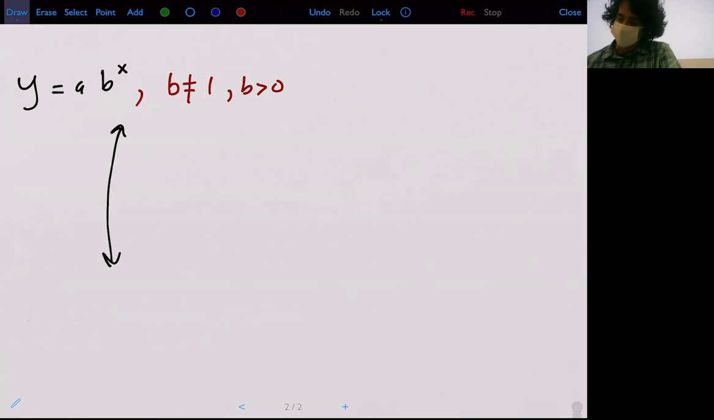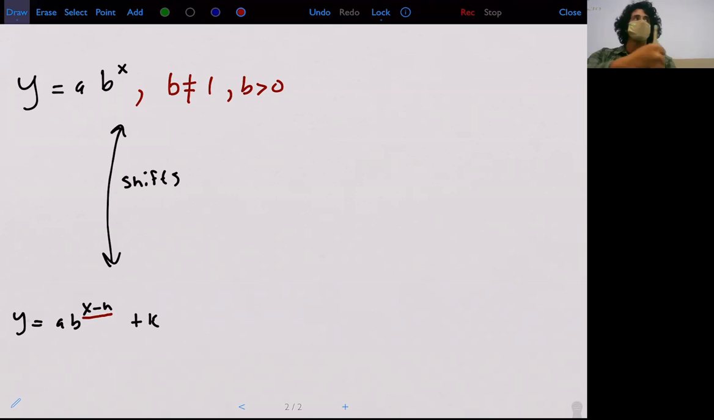I'm not going to look at all different types of transformations, but let me just go ahead and highlight the horizontal and vertical shifts. So if we wanted to shift our graph horizontally or vertically, we rewrite our equation as y is equal to ab raised to the x minus h, plus k. So here, if we had an x minus h, we'd move it to the right. If we had an x plus h, we'd move it to the left. So this is our horizontal shifts.